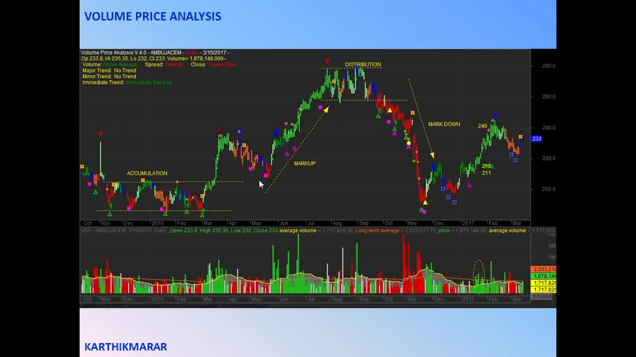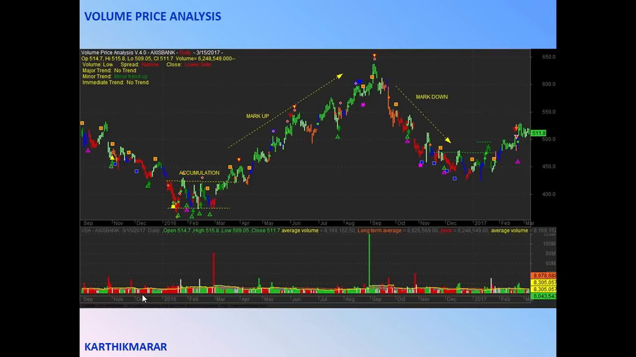So another example is the Axis Bank. You had a markdown here in the accumulation area, then the markup. But in this you can see that there are no congestion areas at the top. Most of the distribution is done during the retracements itself, or during the markup period. Most of this distribution is done here. And finally you have the markdown.